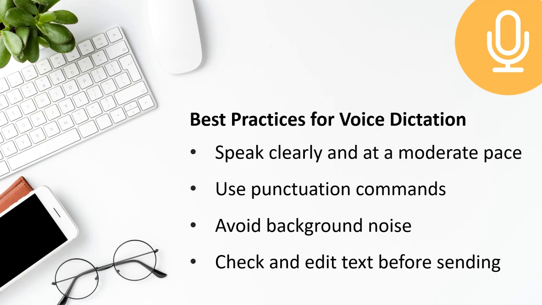To improve accuracy, avoid background noise in the room as much as possible whenever you're using voice dictation. A quiet environment ensures your device picks up your voice without distractions. Finally, always check and edit your text before you send it to somebody. While voice dictation is powerful, it's always good to review for any small errors before hitting send. By following these tips, you can use voice dictation more effectively and streamline your communication in any app that accepts typing.